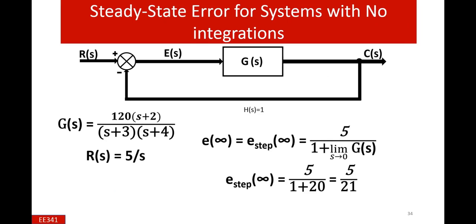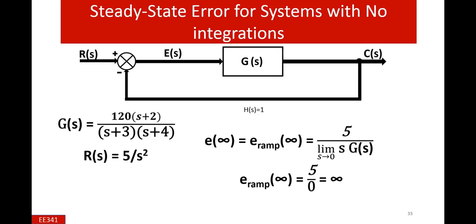For example, if we have the input as a step, 5 times the step, the height of this one is 5, then the Laplace transform is 5 over s, and the open loop transfer function is given. There is 1 zero and there are 2 poles. If we substitute in the definition of the steady state error, we have the value of the steady state error for this step as 5 over 21. So this is the constant error.